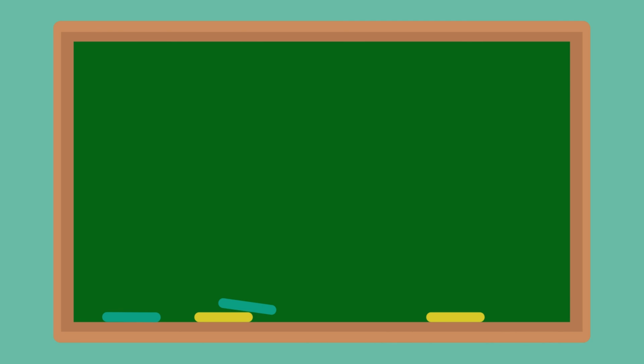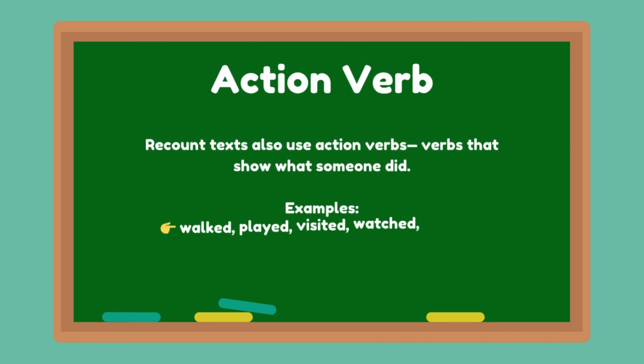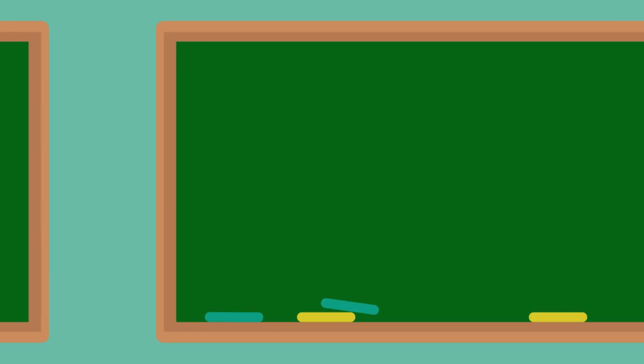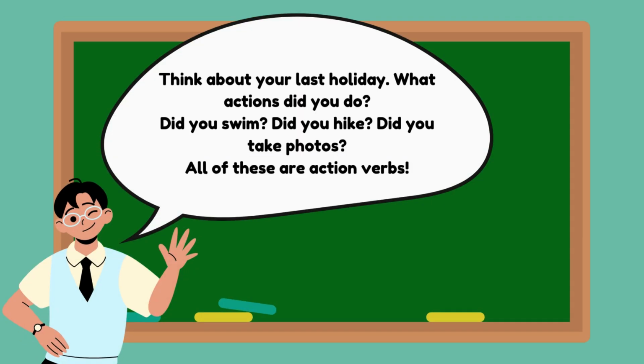Language feature number 2 is action verbs. Recount texts also use action verbs, verbs that show what someone did. The examples: walk, ate, visited, watch, and climb. Think about your last holiday. What action did you do? Did you swim? Did you hike? Or did you take photos? All of these are action verbs.